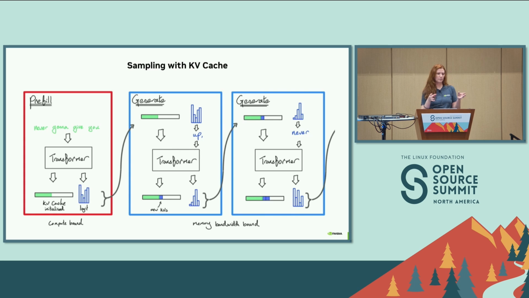This is a very compute-bound operation. However, when all of this is loaded into the memory, we can start generating and producing new tokens. And as it turned out, this is a very different style and type of operation. It's very memory bandwidth bound.